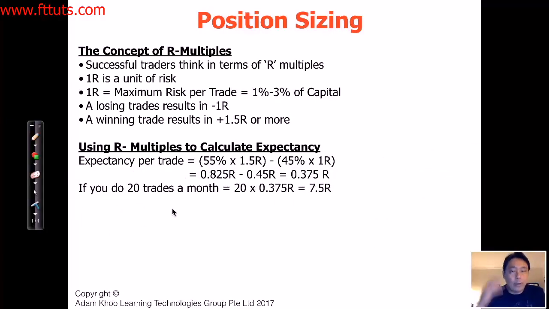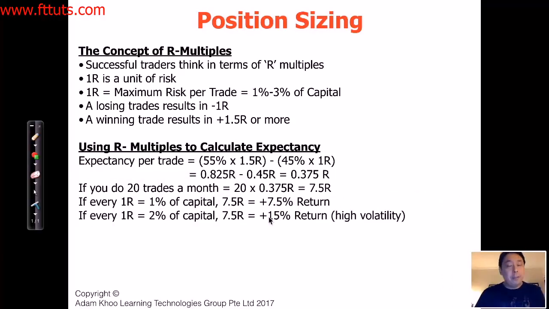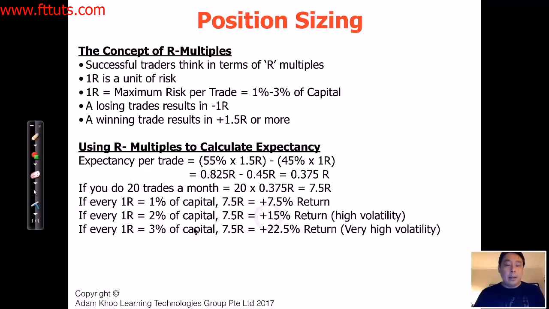So again, if you do 20 trades a month on average, and I do anywhere from 20 to about 40 trades a month for currencies, trading on the 50-minute candles, that's 7.5R a month. So what's 7.5R? If you're risking 1% of your capital, 7.5R is a 7.5% return on your capital. Risk 2% is 15%, risk 3% is a 22.5% return on your capital.